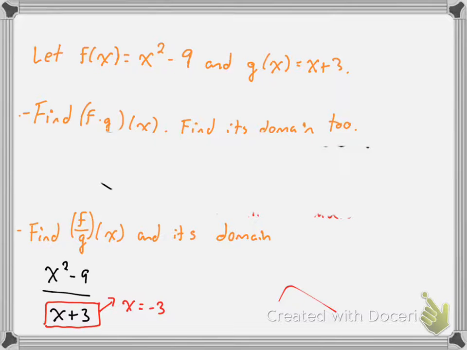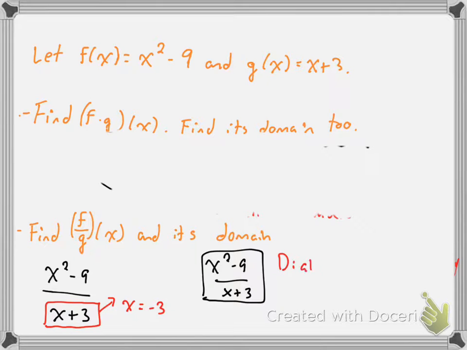Here I see if I made x equal to -3, that's going to make my denominator 0. So my function is literally just going to be x squared minus 9 over x plus 3, and my domain is all real numbers except for x equals -3. So any number could work for my domain except for when x is -3.